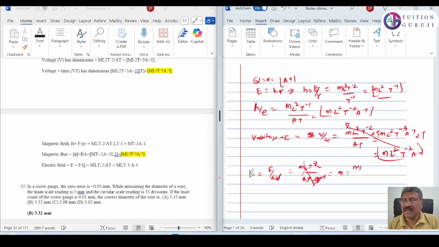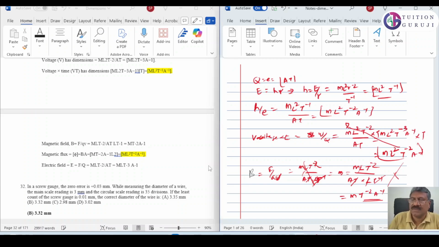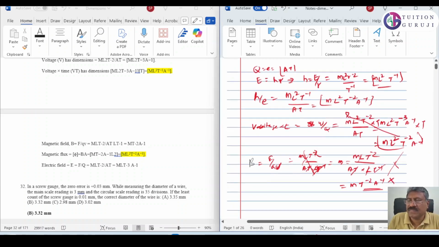F by Q is equal to M L T raised to minus 2. Force divided by charge is A into T, and V is nothing but velocity, L T raised to minus 1. So T raised to minus 1, T will get cancelled. M and L will get cancelled, and we get M T raised to minus 2 A raised to minus 1. This is not the same. This is not the one.